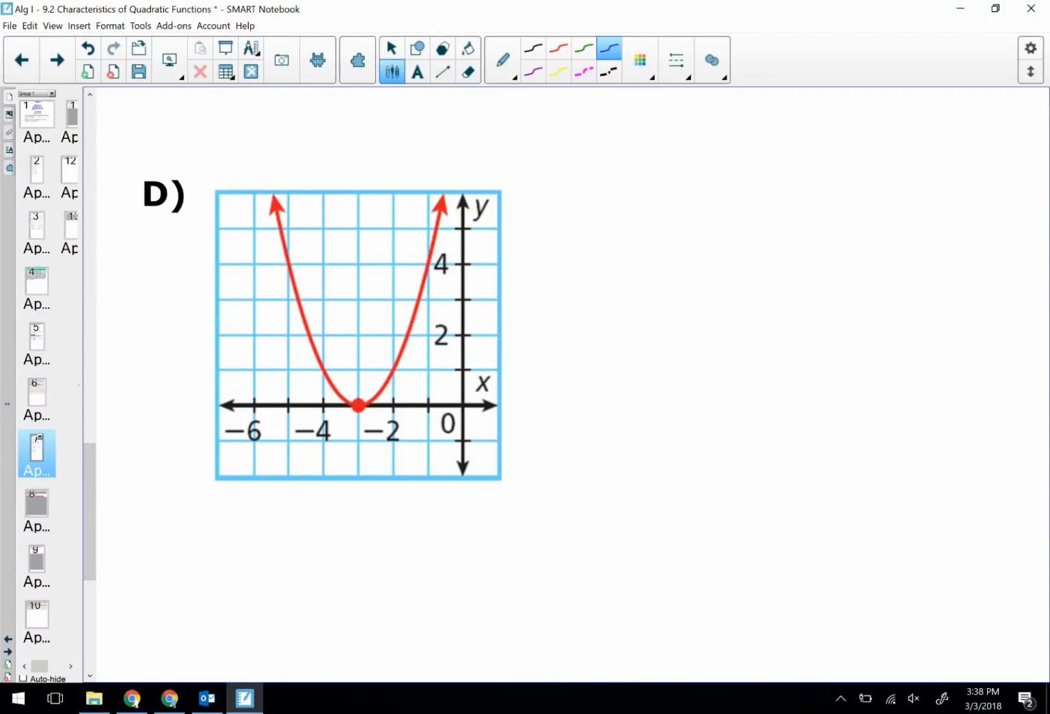Perfect. -1, -2, -3. Right? Lands right on that -3. So it's x equals -3.